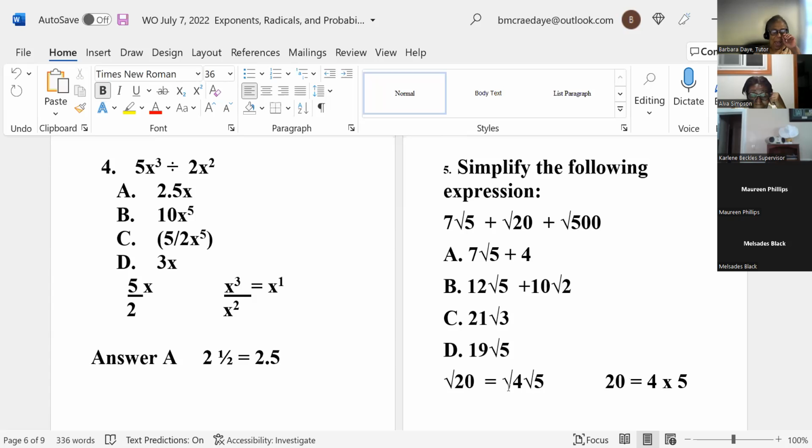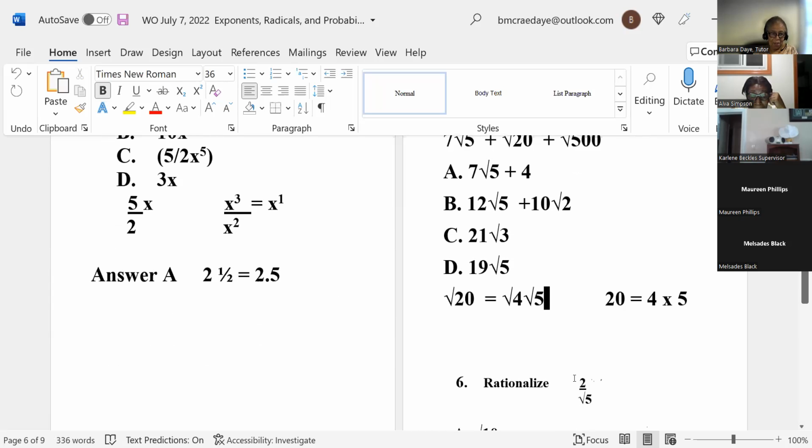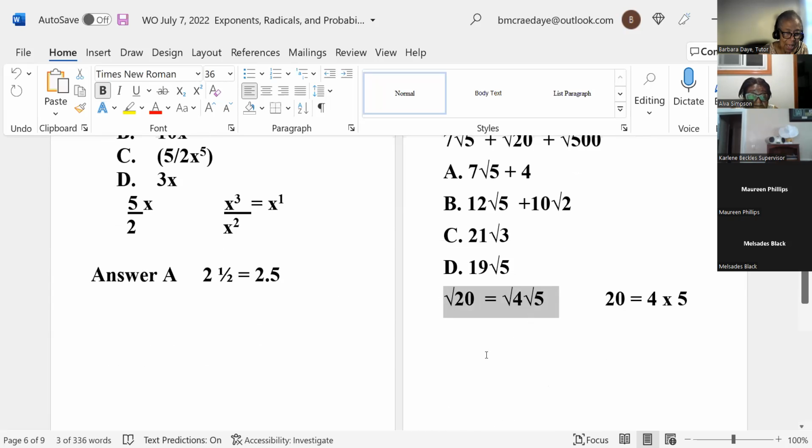So now I've got square root of 20 is square root of 4 times square root of 5. Now, Alva, what's the square root of 4? 2, that's right. Because 2 by 2 gives 4. So we can take this and put it as, okay, here we go. Then we put our 2 here. Now we've got a 2 here.